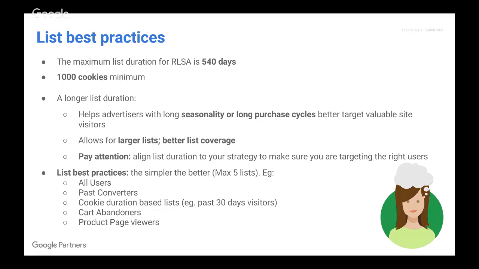Target all users, past converters. Cookie duration-based lists are really important. For example, you can target those users that visited your website in the past 30 days. Cart abandoners and product page viewers. This is a simple and really easy way to segment your list. But again, talk to your account strategists, talk to your clients to understand what their strategy is.